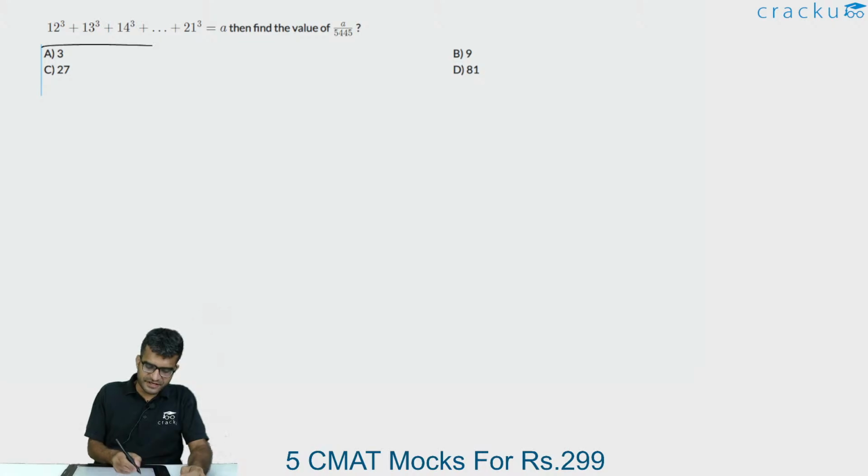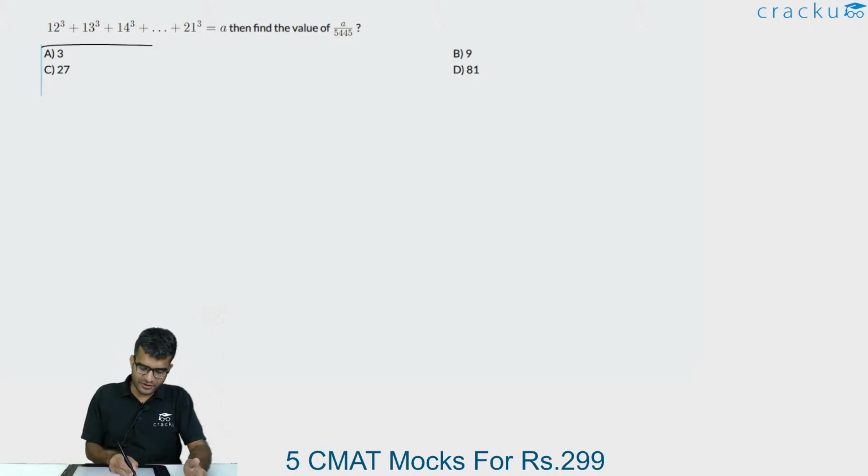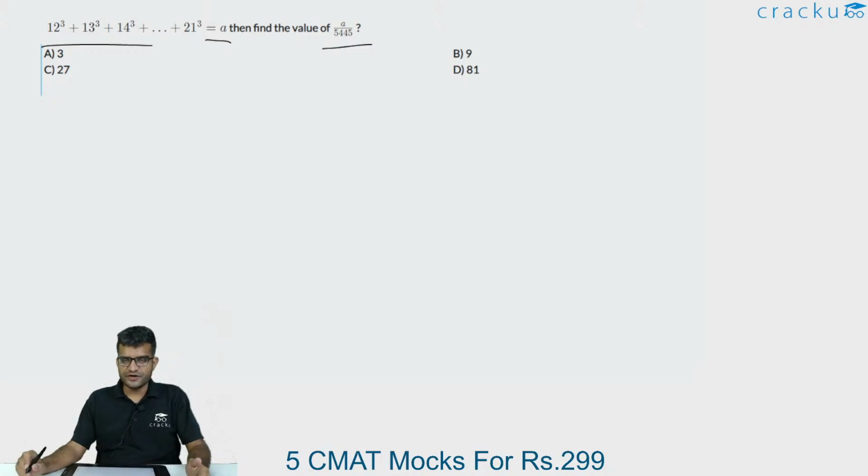Okay, in this question we are given a sum 12 cube plus 13 cube plus dot dot dot till 21 cube, which is equal to A, and we are asked to calculate the value of A divided by 5445.